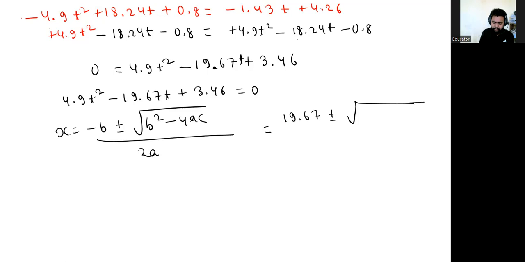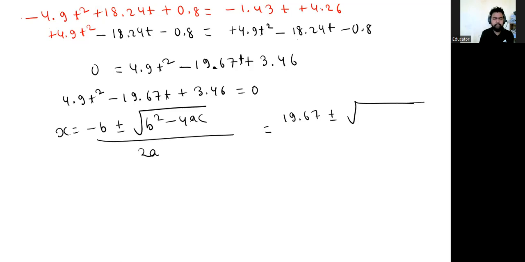So that would be a positive. So 19.67, and you are getting a square. Okay, I'm getting a big number over here. I'm going to calculate everything in one go, times 4 times a. So what is my a? My a over here, let me put the parenthesis, is 4.9.